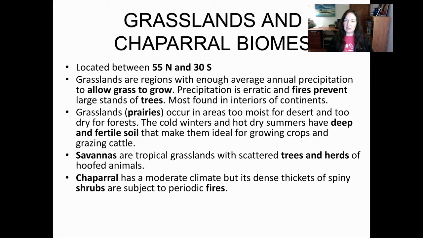But grasslands are generally located between 55 degrees north and 30 degrees south. So it doesn't expand as far south, partially because there's not as much land in the southern hemisphere. And grasslands have a little bit more precipitation than deserts, but not so much that large trees can grow. They're also really susceptible to fires, and so those fires can wipe out vegetation and prevent the growth of large stands of trees. A lot of them are found on the inside of continents. So grasslands like the prairies in the US, they are too moist for desert, too dry for forest. So like I said, it's kind of an in-between.